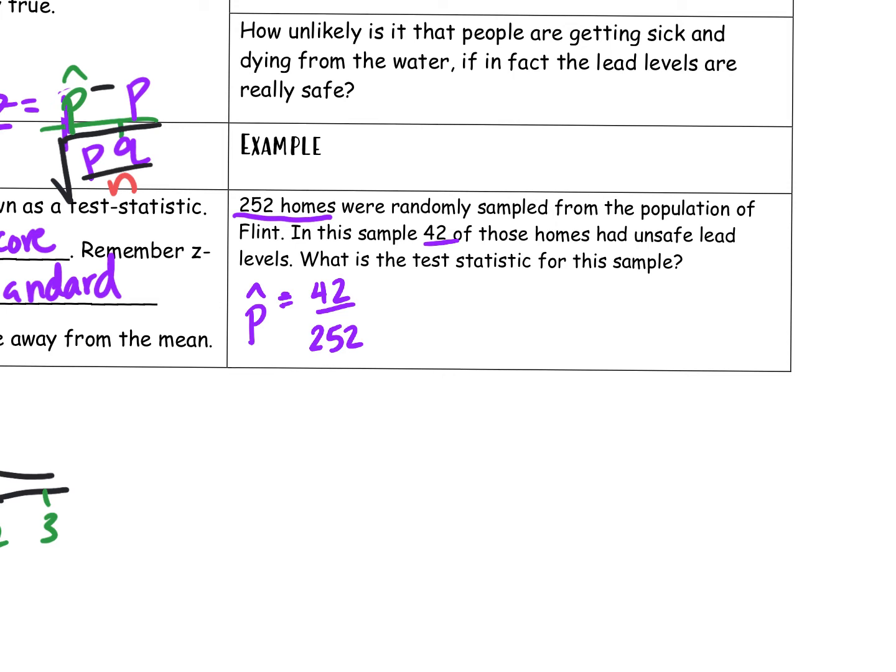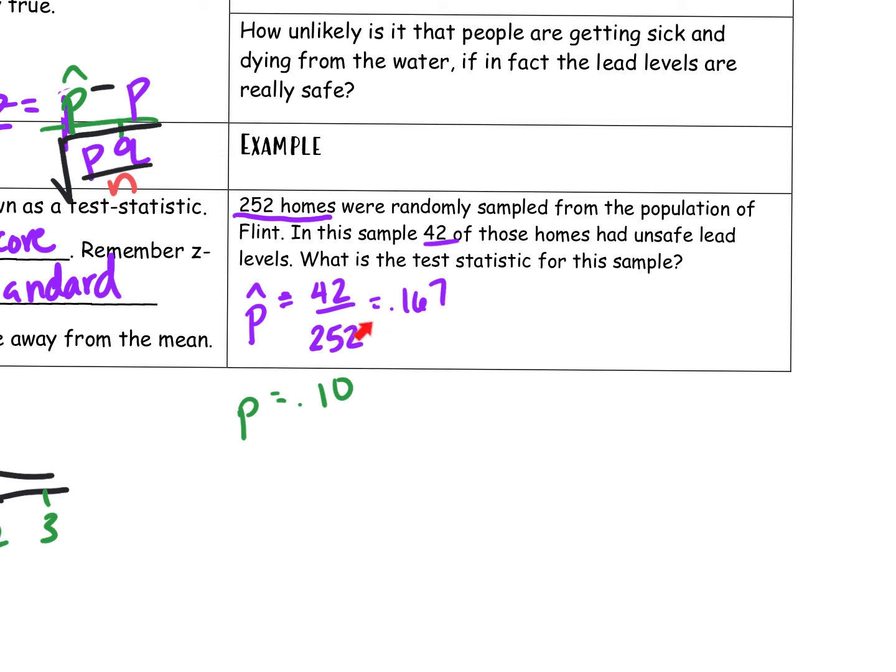The decimal I'm getting for that is 0.167. So if that's 0.167, let's talk about that. We know that the safe level, the percentage of homes that should be safe, P, is equal to 0.1. That was written in our null. Here I found 16.7%. This is already telling me that something's not right.